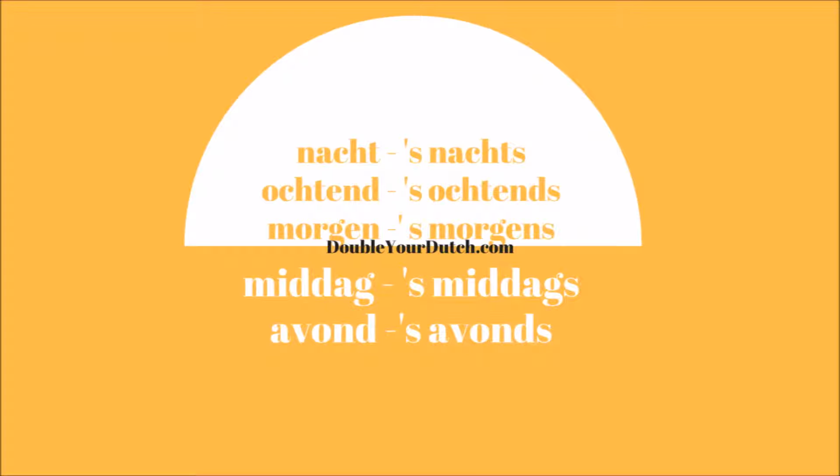So, nacht, which is night, becomes 's nachts, which is apostrophe S, and then nacht, and then ending with another S. Ochtend, which is morning. Morning has two versions. Morgen is also morning. Ochtend becomes 's ochtends. Morgen becomes 's morgens. Middag becomes 's middags. Avond becomes 's avonds.